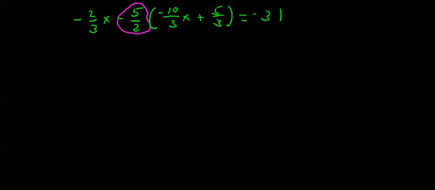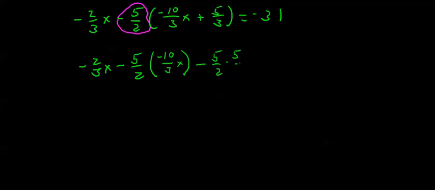So I'm going to rewrite this as negative 2/3 x minus 5/2 times negative 10/3 x minus, because negative times positive is negative, 5/2 times 5/3 equals negative 31.